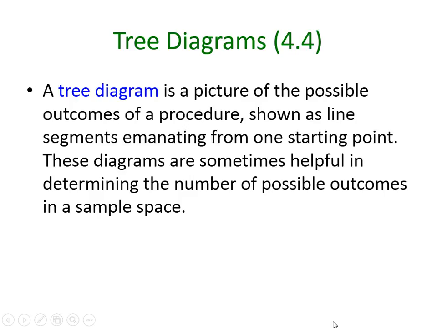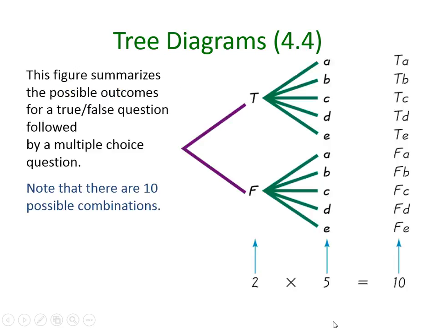One of the ways that we can help ourselves in trying to figure out what's going on and what our options are is to look at a tree diagram. A tree diagram is a picture of the possible outcomes of a procedure. When we do these, we use line segments emanating from one starting point. These diagrams are sometimes helpful in determining the number of possible outcomes in a sample space. For example, this figure summarizes the possible outcomes for a true-false question followed by a multiple-choice question. So we're trying to figure out if we got both of them right, obviously.